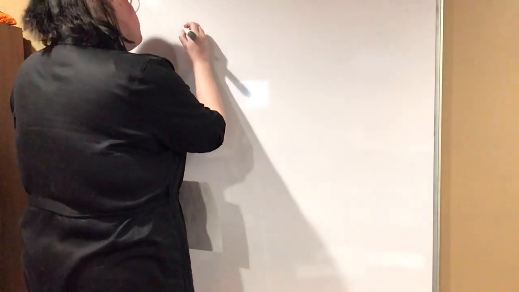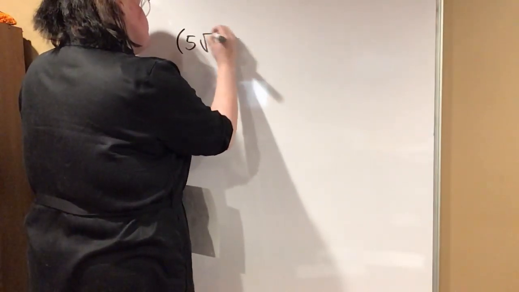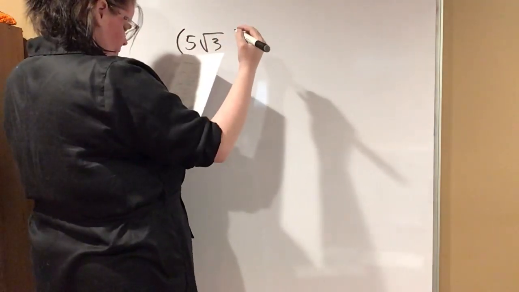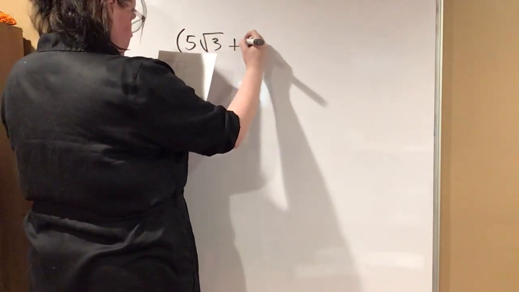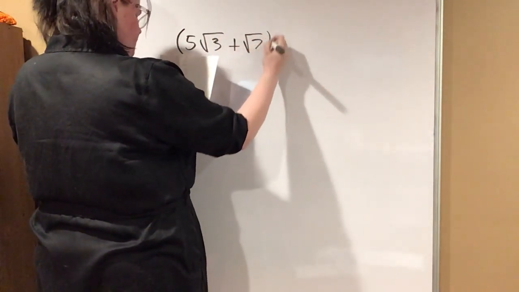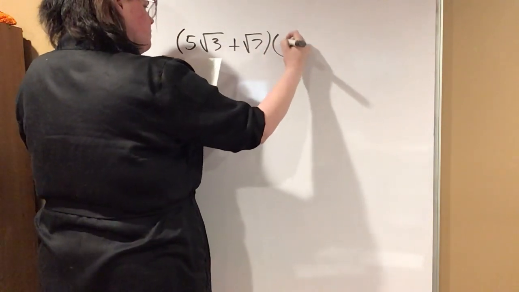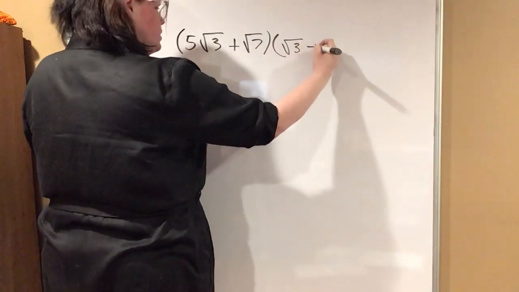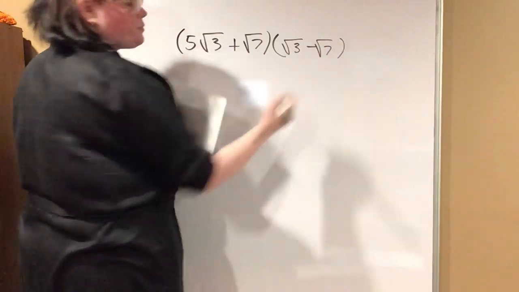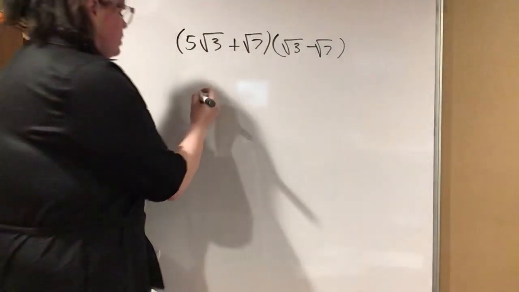So let's do another one with a box. I hope I'm not moving too fast. So if we're given 5 square roots of 3 plus the square root of 7 times the square root of 3 minus the square root of 7. Okay, so let's draw our box.